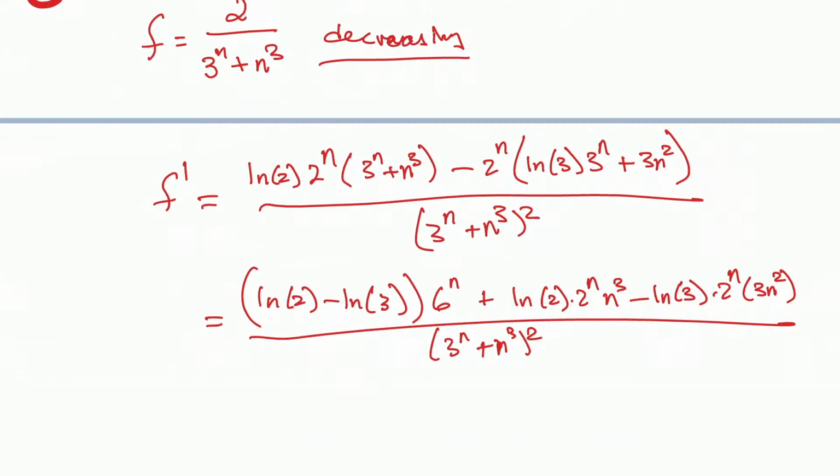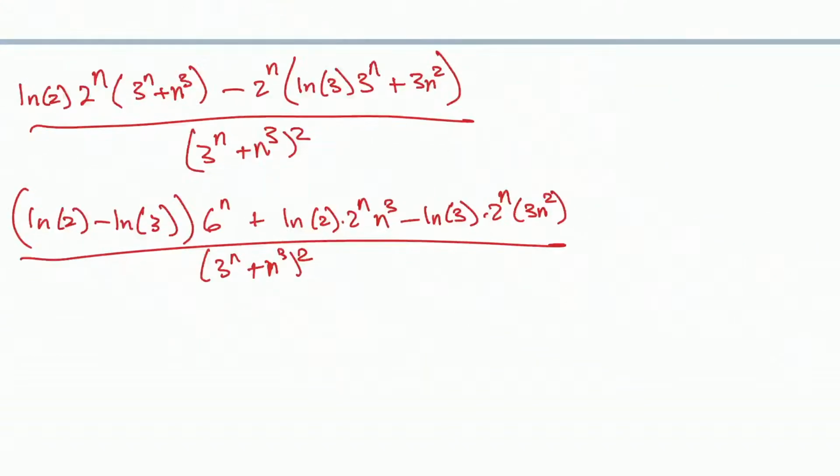natural log of 3 is bigger than natural log of 2, correct? Yes, it is. So this will be negative. You'll have negative times 6 to the n. Now, when you compare these two things, notice that I can factor out the 2 to the n. What I'm left with is natural log of 2 times n cubed over here, and then minus natural log of 3 times 3n squared over here. But that could be positive, but it will never be as big as 6 to the n. So you have 2 to the n over here, which is smaller than 6 to the n. So this could be positive, but it won't be as positive as this. And so this wins. And so this thing is going to be negative. And so that will be less than 0.